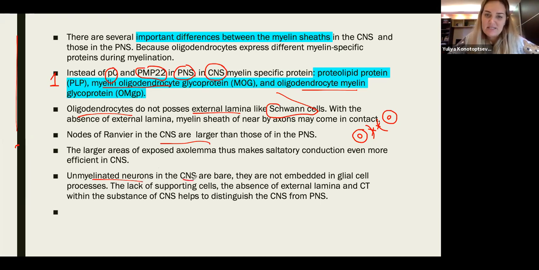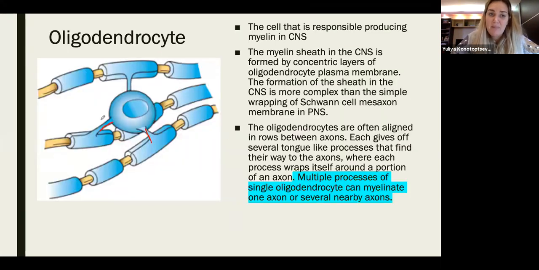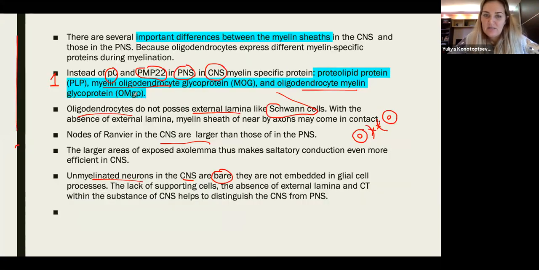Unmyelinated neurons in CNS are bare. What does it mean? It means that they do not possess oligodendrocytes on their surface. So remember we talked about it. In the PNS, unmyelinated axons still had the Schwann cell on their surface. It was unmyelinated, but it still had the Schwann cell. In the CNS, oligodendrocyte is busy myelinating many axons. So if there is no myelin, how can one oligodendrocyte be on the top of several axons? It cannot. So that's why you will see that unmyelinated axons in the CNS are bare, no oligodendrocyte present.